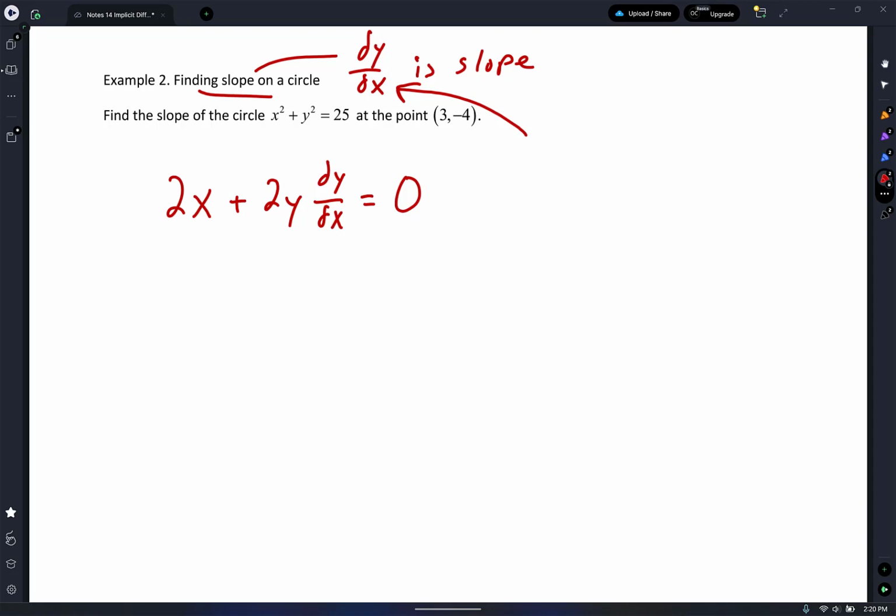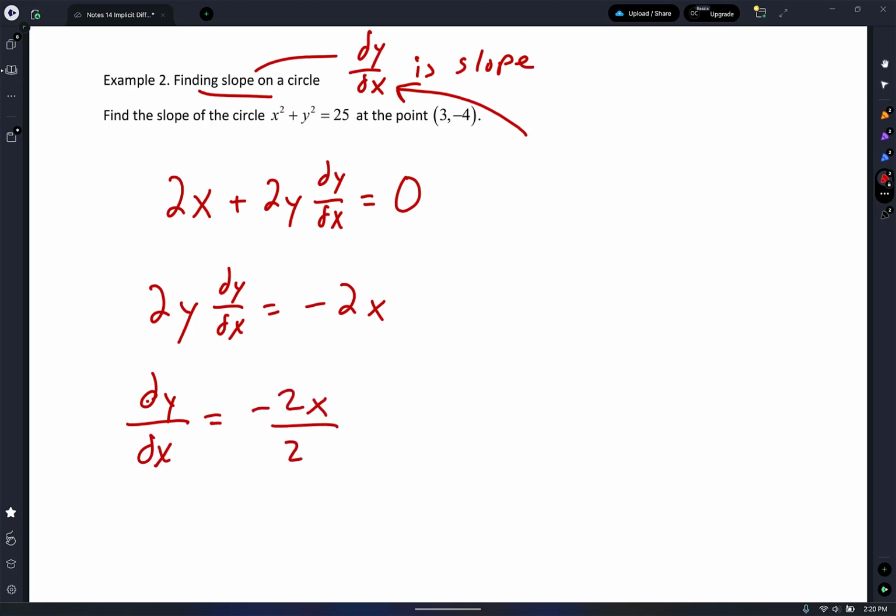Move the 2x to the other side. So you have 2y dy/dx equals negative 2x. Divide both sides by 2y. dy/dx equals negative 2x divided by 2y. The 2's cancel out, so negative x over y. Are we okay?